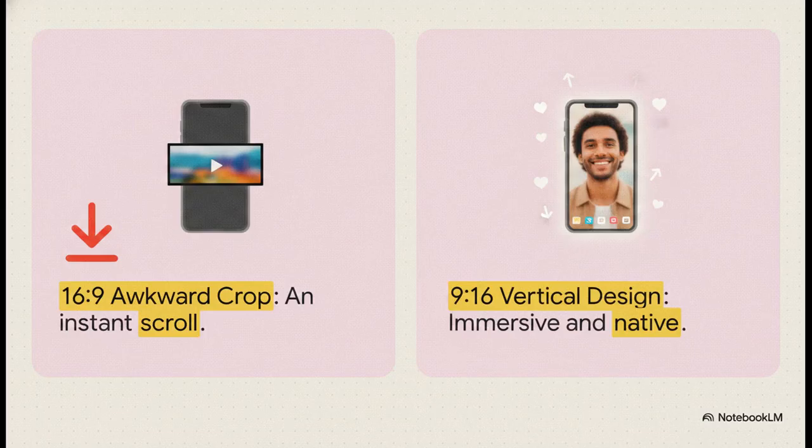Look, that old way of doing an awkward 16:9 crop usually triggers an instant scroll from viewers. It just looks clunky and out of place on a phone screen. But a native 9:16 vertical design captures the mobile audience perfectly. It feels purposeful, it's immersive, and it's native to the exact platform they're already endlessly scrolling on.